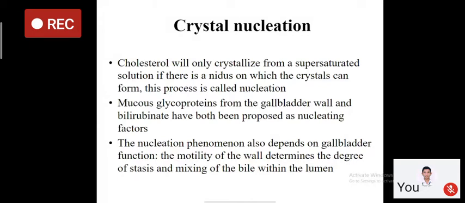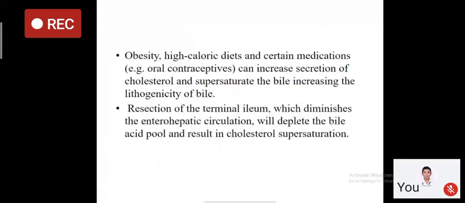The nucleation phenomenon also depends upon the gallbladder function. So the motility of the wall determines the degree of stasis and mixing of the bile within the lumen. So for proper mixing, your gallbladder should be functioning normally. Any condition in which your gallbladder is not functioning normally can lead to stone formation. So the second stage is crystal nucleation.